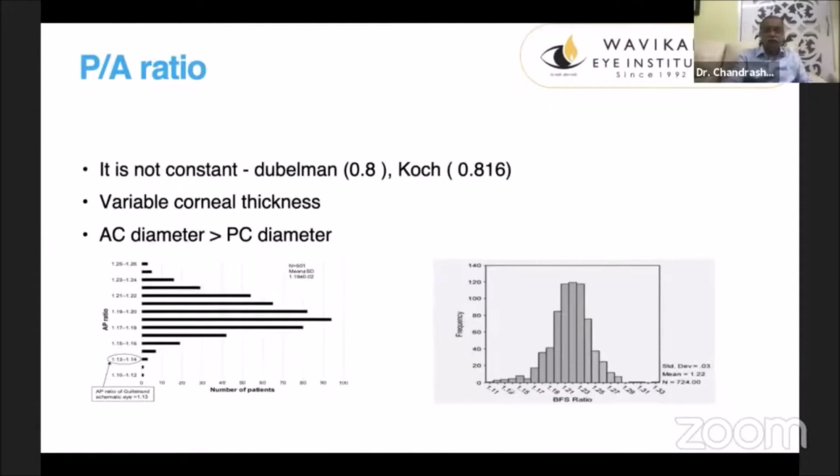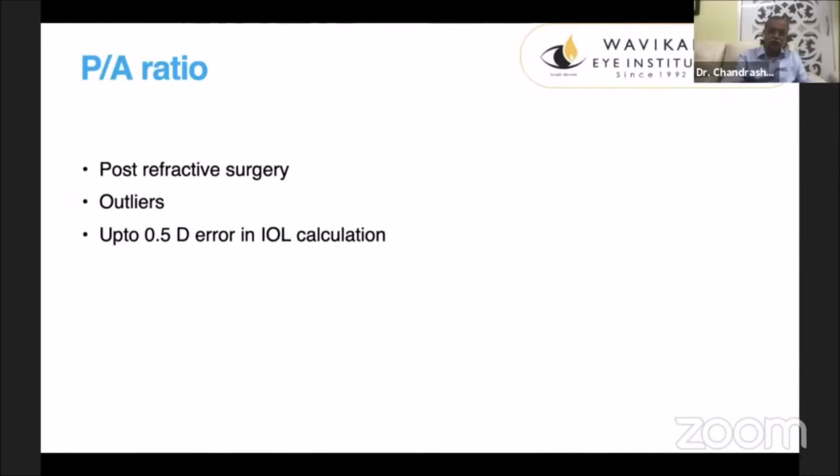But this PA ratio is not constant. There are so many studies which show that the mean PA ratio may be 0.882 or 0.816, but it goes haywire in many cases. And I'm not talking about the post-refractive cases, where definitely it is different, but there are many outliers in the normal population, and it can cause a refractive surprise of around 0.5 in IOL power. So this was okay once upon a time when we were happy with plus or minus one residual spherical power error. But in today's world, when we are thinking of 0.5 or less, this is not good enough.